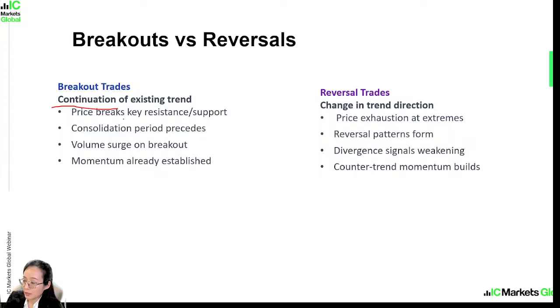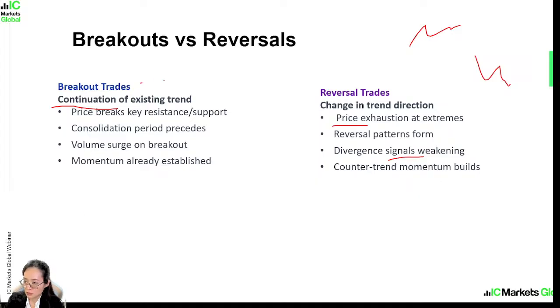Okay, the breakout is for the continuation or trend. Price breaks above key support or resistance, there's a consolidation period, and volume surges on breakout, momentum already established. Okay, for the reversal, there's a change in trend direction, could be price exhaustion at an extreme, could be resistance, support, or demand and supply. Reversal patterns form: double top for the bearish or double bottom for the bullish, or you can see those in price action or divergence. Okay, signal for the weakening, counter trend, momentum build.